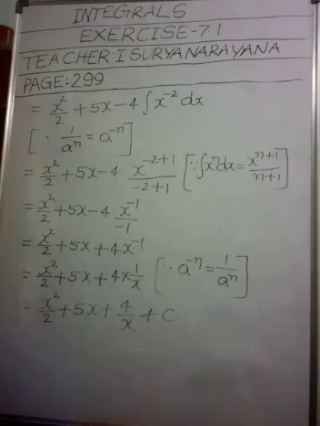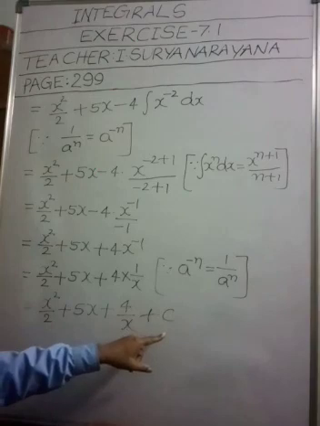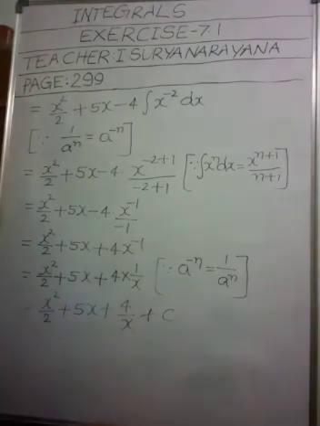Simplification of each and every term is also over. This is the last step, final step. So at the final step we add constant of integration. Understood, my dear children? Right.